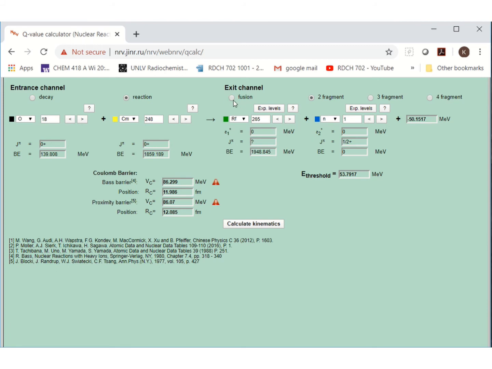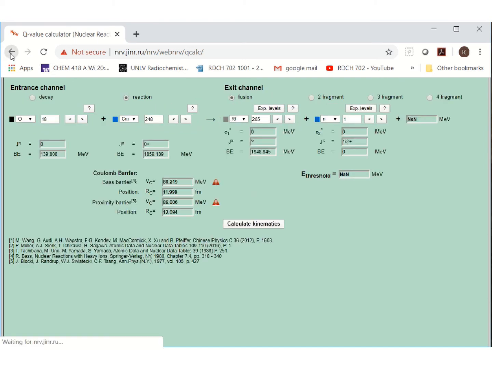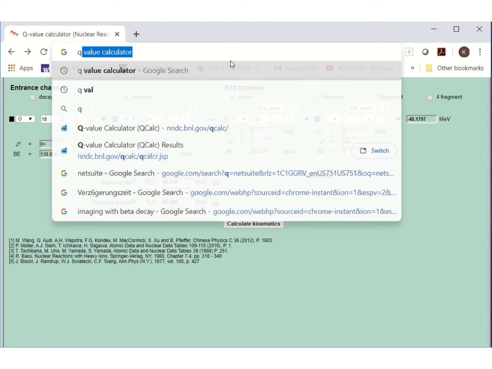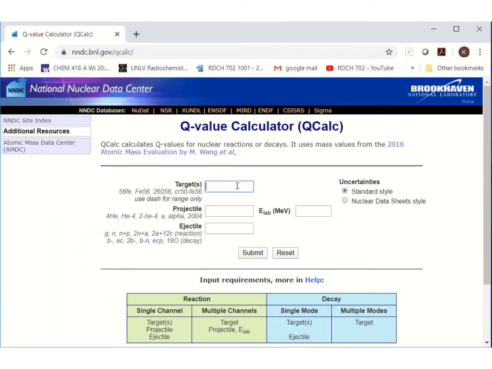But I could go to the fusion, and I can tell you that to make rutherfordium-266, this would be the Q value. You need to add a little bit more energy, but we'll describe that for the reactions. What this shows you is that these Q value calculators can be used to describe any reaction one is interested in. And for the course, you're more than welcome to use the Q value calculators for any exercises, including the exams.